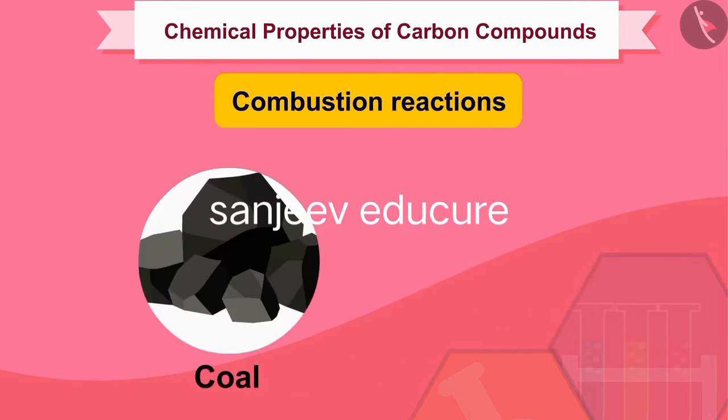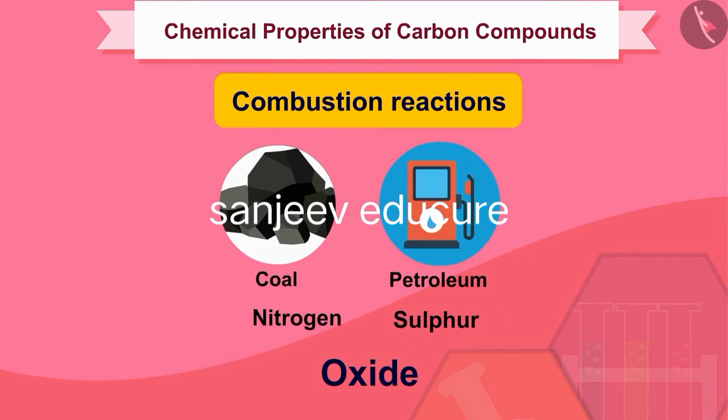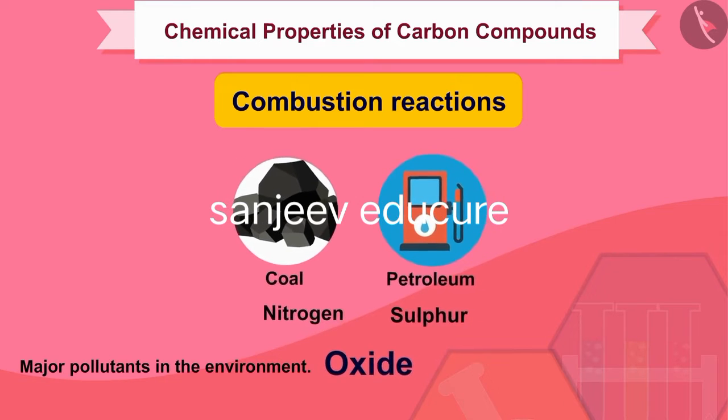Fuels such as coal and petroleum have some amount of nitrogen and sulfur in them. Their combustion results in the formation of oxides of sulfur and nitrogen, which are major pollutants in the environment.